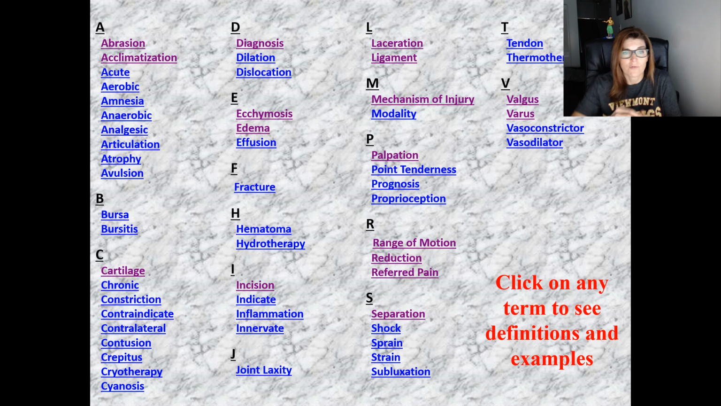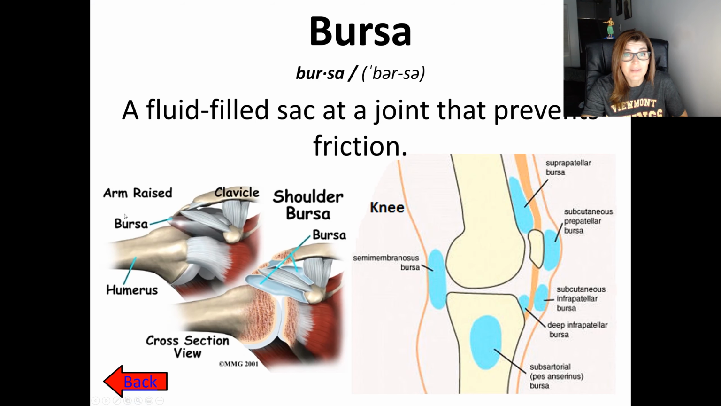Okay, B for bursa. Remember we had the subacromial bursa? Remember that? It was right up in here. It's a fluid-filled sac at a joint that prevents friction. So here's the subacromial bursa. I'm pointing at it with the mouse and you probably can't even see it. The bursa is underneath the acromion. That's the tip of the shoulder.